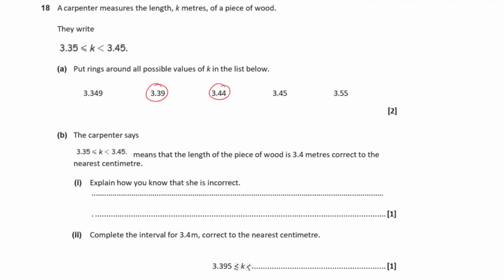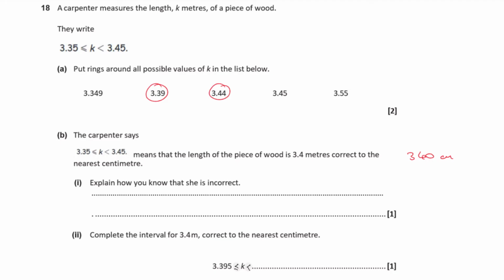The carpenter says 3.35 is less than or equal to k, which is less than or equal to 3.45, means that the length of a piece of wood is 3.4 meters correct to the nearest centimeter. Explain how you know that she is incorrect. Well, I think if it was to the nearest centimeter, 3.4 meters is like 340 centimeters, and if we're saying it to the nearest centimeter, then that would give me a different range.